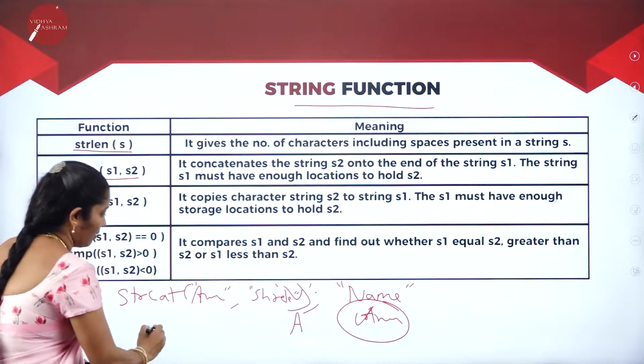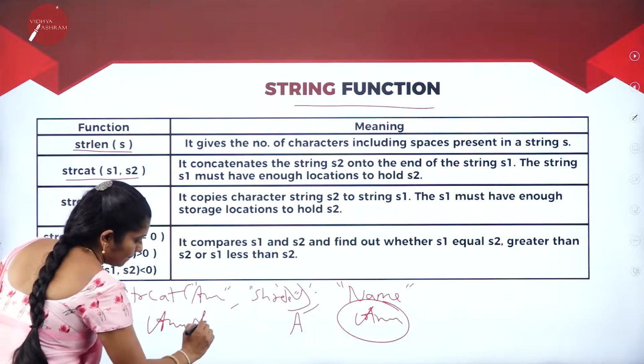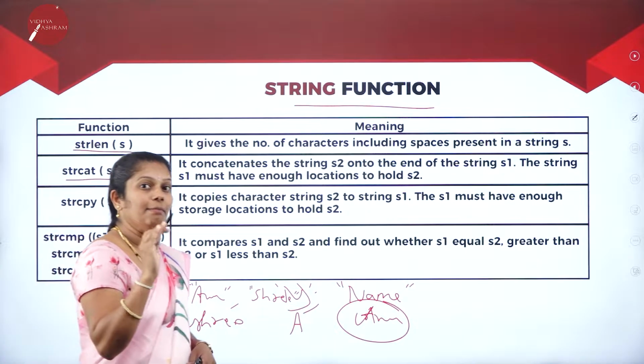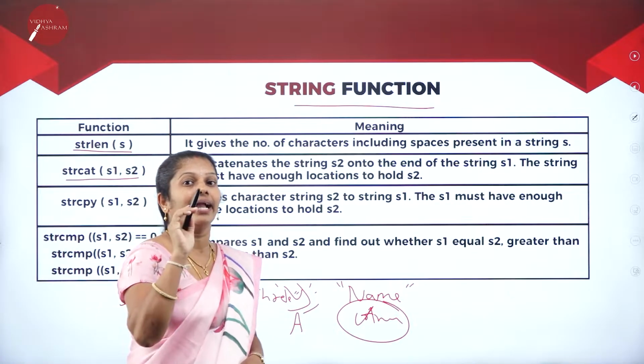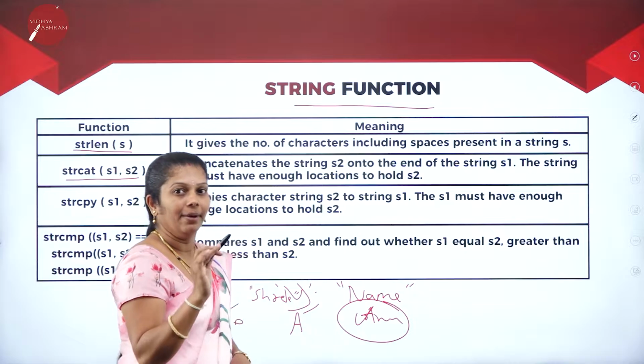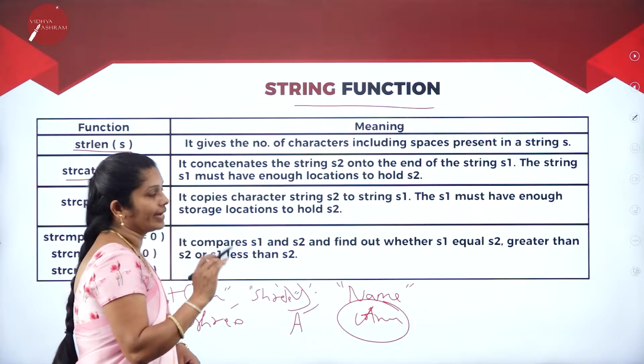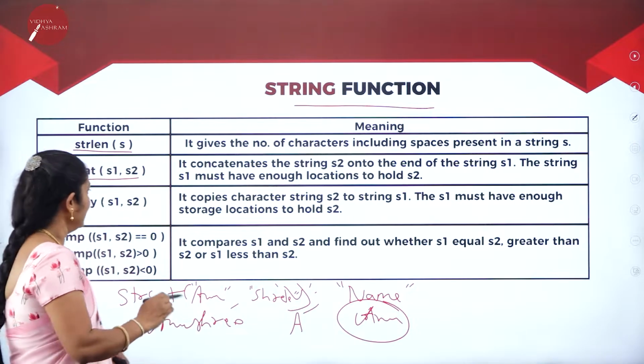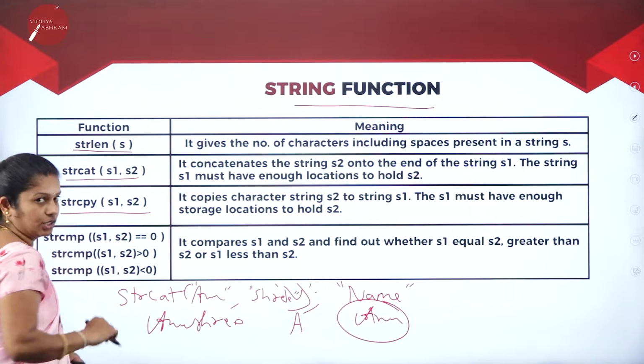Then the final result I am going to get Anu Shri. It means that string cat helps to combine, or we can say concatenate, the given two strings. That is the string cat function. And the next one, string copy function.